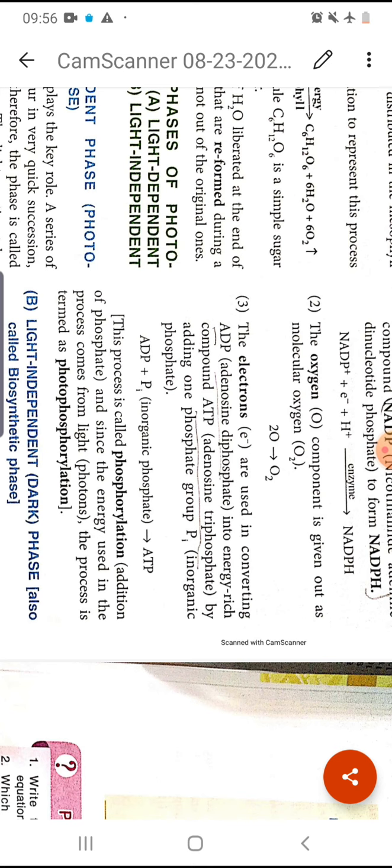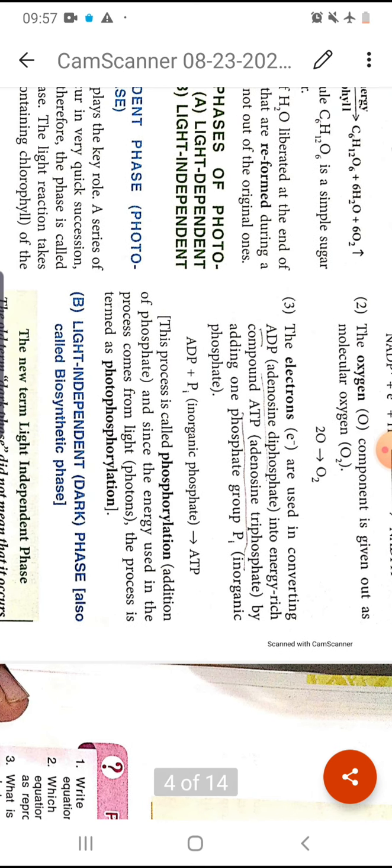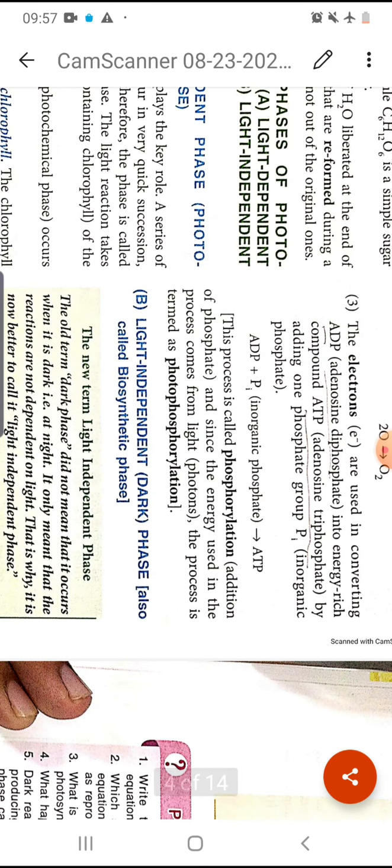Molecular oxygen will form. Now the electrons that are formed in photolysis are used in converting ADP again into ATP, because already from ATP it has been converted into ADP. Now again we have to convert it into its original form. That means from ADP it will convert into ATP. So ADP means adenosine diphosphate plus one phosphate molecule, inorganic phosphate. So again it will convert into the same form, that is ATP, means adenosine triphosphate.